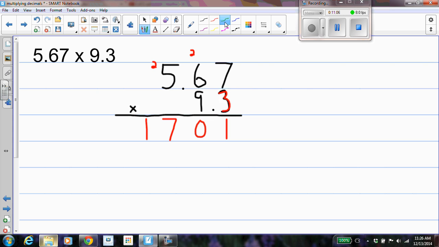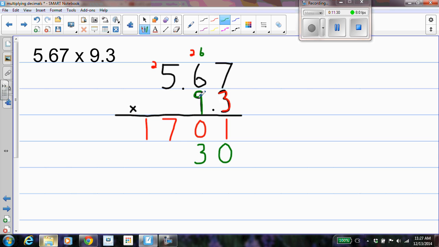Okay, now I'm going to go to green. I'm going to do the 9 now. In this case, I'm going to have to annex a 0 as a placeholder. I'm going to put that there. Now, let's go ahead and go through. 9 times 7 is 63. Put my 3. I regroup the 6 here.